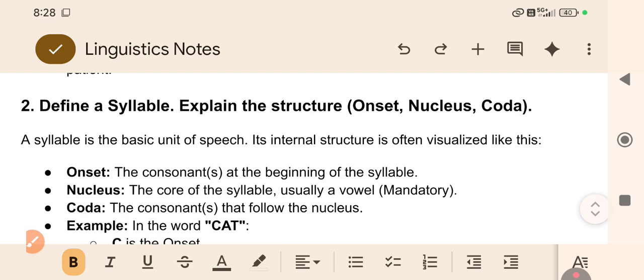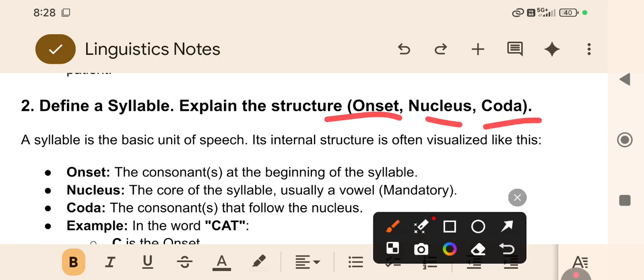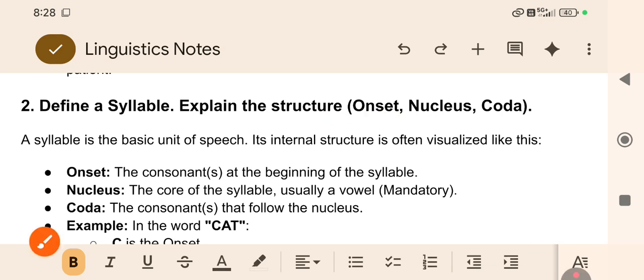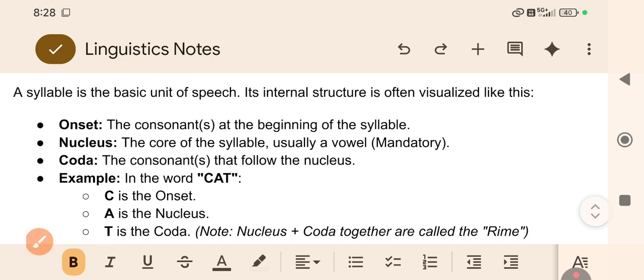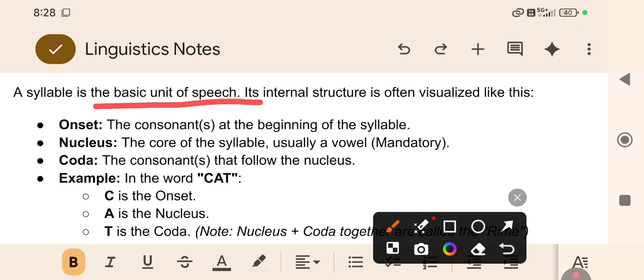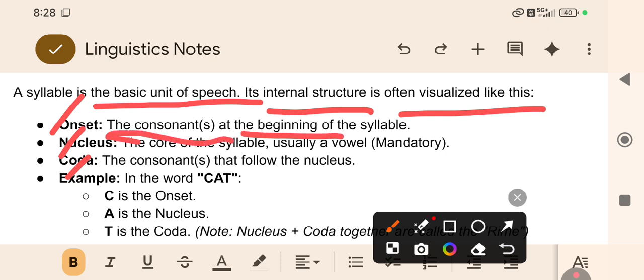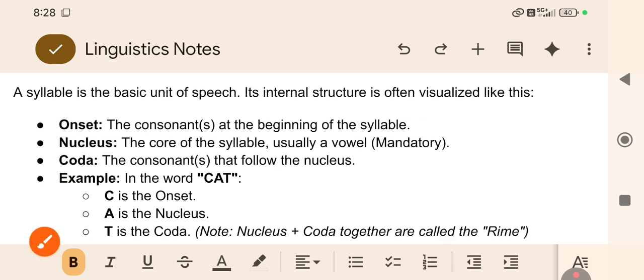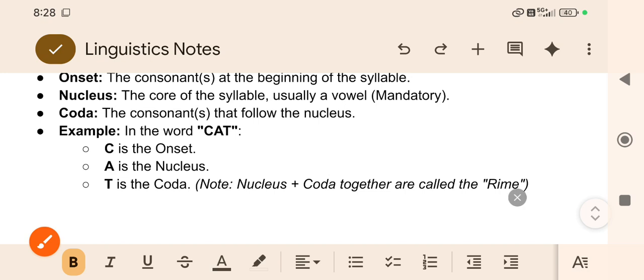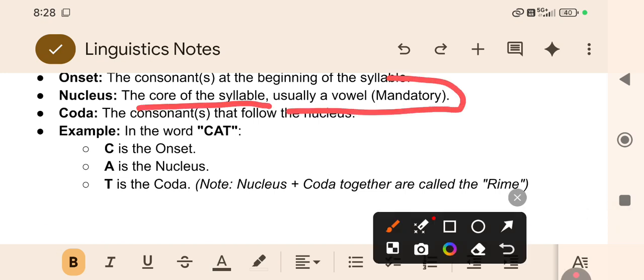Now define a syllable. Explained: onset, nucleus, and coda. A syllable is the basic unit of speech, right? And its internal structure is often visualized like this: onset means consonants at the beginning of the syllable, nucleus is the core of the syllable, usually a vowel, right? And coda means consonants that follow the vowel, right?